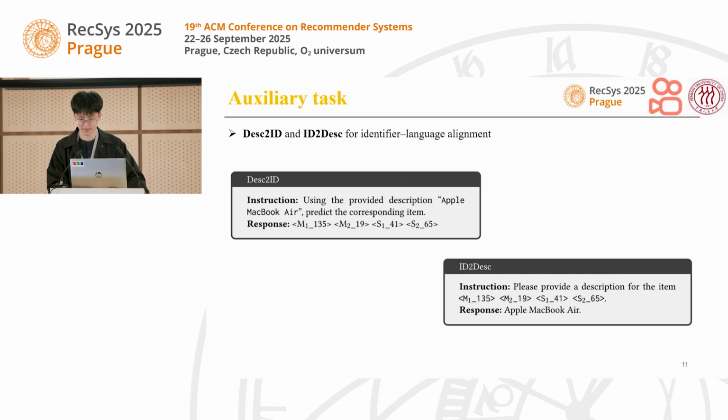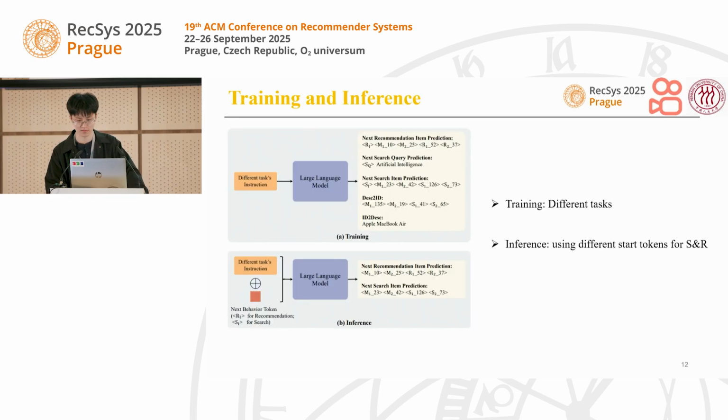After that, we designed 2 additional tasks, description to ID and ID to description, to enable the model to predict the corresponding text based on the semantic ID, and conversely, to restore the semantic ID from the text. This ensures alignment between semantic IDs and the text.